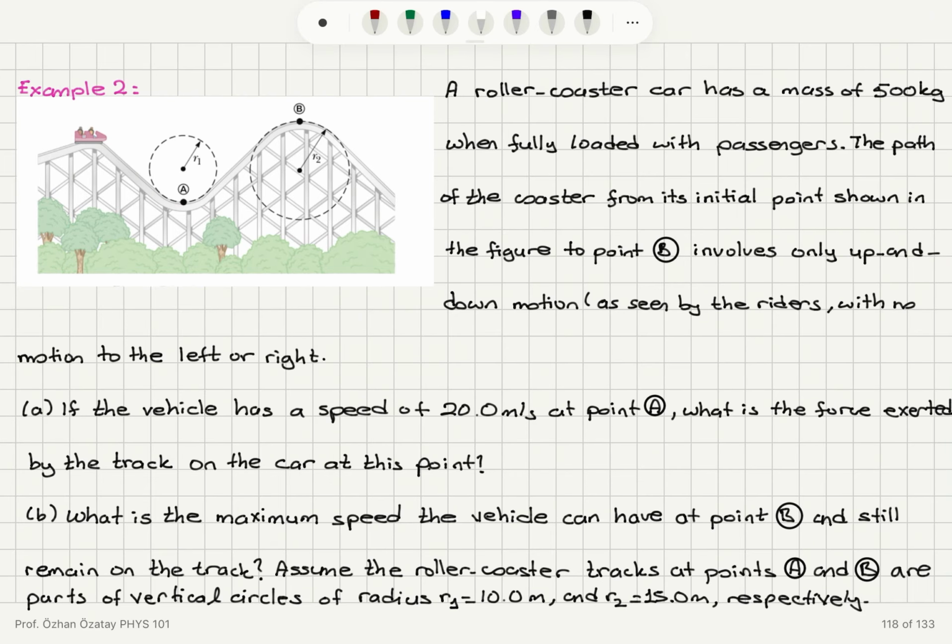Example 2. A roller coaster car has a mass of 500 kilograms when fully loaded with passengers. The path of the coaster from its initial position shown in the figure to point B involves only up and down motion. So you can see it's moving on the circular path with up and down motion as seen by the riders, with no motion to the left or right.